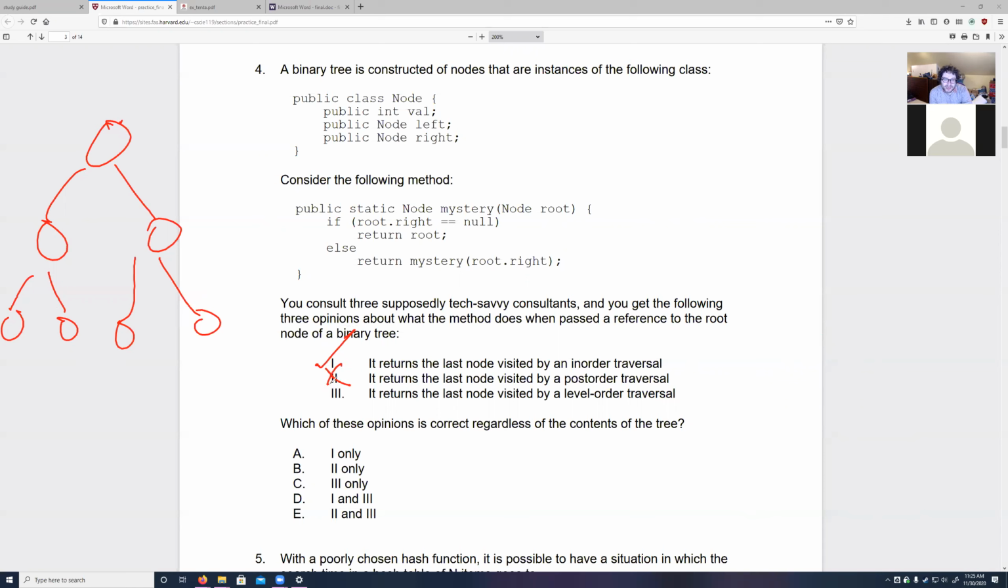But what about opinion number 3? Well, if we look at the graph we just drew over here, the last node visited by a level order traversal, which is what you would do in a heap, right? It says, hey, just go through here, and we're going to visit them in this order. So that seems to work. But let's say we remove this node. Okay. So now level order traversal says 1, 2, 3, 4, 5, 6. So level order traversal would return this node, but our method would return this guy. So 3 is also a wrong opinion, because we found a counterexample. So the only opinion that's correct is A.